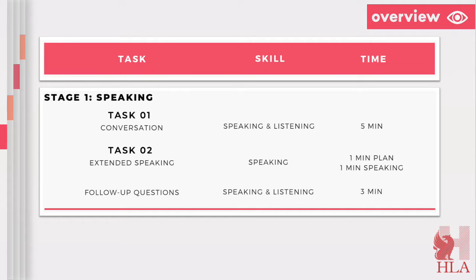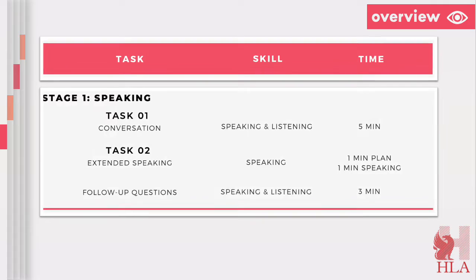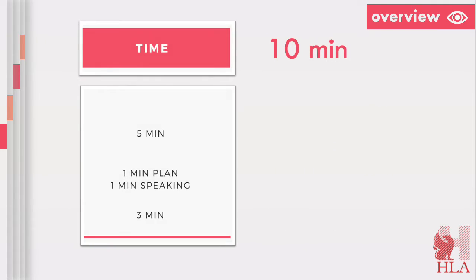So task 1 in Stage 1 speaking we call conversation. The next one is task 2. This is an extended speaking where you describe something. You'll then be asked follow-up questions on your presentation. You can see that the total time for this stage is 10 minutes. Now let's take a closer look at the breakdown of how this stage works.